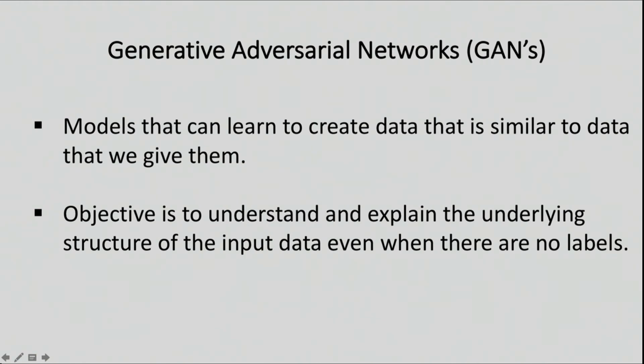Now, in many use cases, these models can learn to create data that is similar to data that we give them. And the objective then is to understand and explain the underlying structure of the input data even when there are no labels, so in an unsupervised learning fashion. Okay, so a lot of people, their initial work here using GANs has been on images, and I'll show you some examples of that. But then I'll show you an example I've worked up where I'm leveraging some of these techniques in combination with other techniques where we're looking at metadata. So let's start off with the more traditional use cases here.